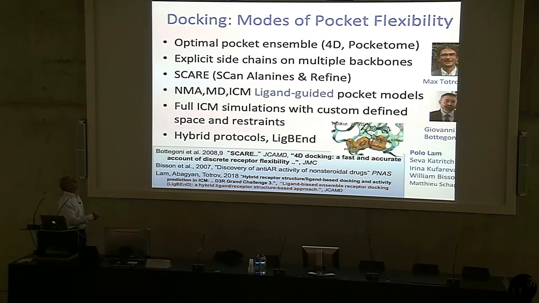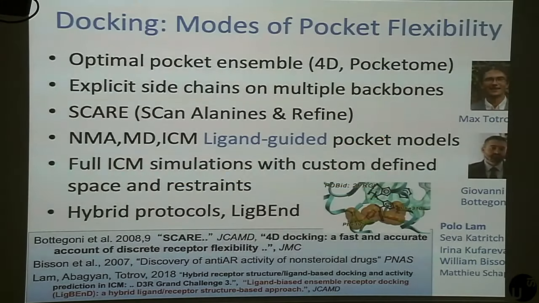So this one is what I mentioned, 4D, which is a collection of different stationary states, and which can also be converted into grids, and then it becomes very, very fast. I'll talk about pocket ohm later. Then we can explicitly sample things, then things become slower. This method's developers were Max and Giovanni. Giovanni was the first author on that paper for 4D docking, Giovanni Bottegoni. Sorry for truncating his name. On my slide it's complete, but the screen is truncated here.